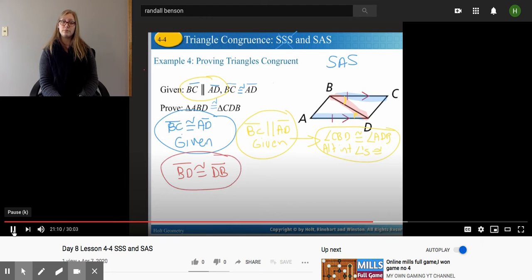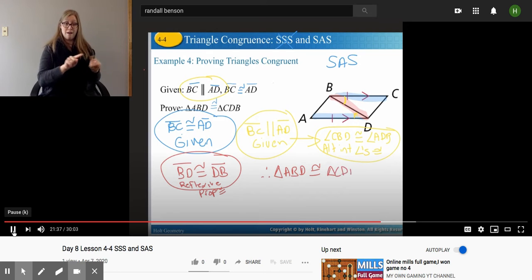And how do we know that? What's our reasoning? That's called the reflexive property of congruence. And so those are the three things I needed to show for side angle side. So I can say, therefore, triangle ABD is congruent to triangle CDB by side angle side.